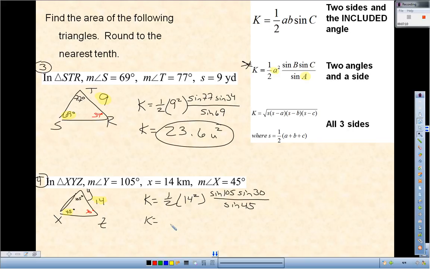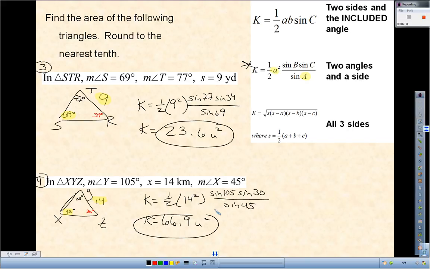Now if I type all of this information into my calculator, I should get 66.9 units squared. That would be the correct answer for that one as well.